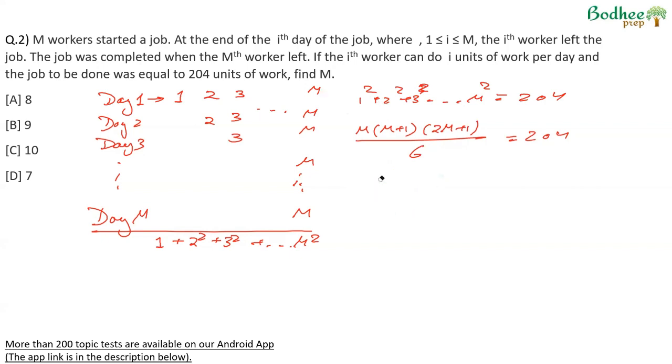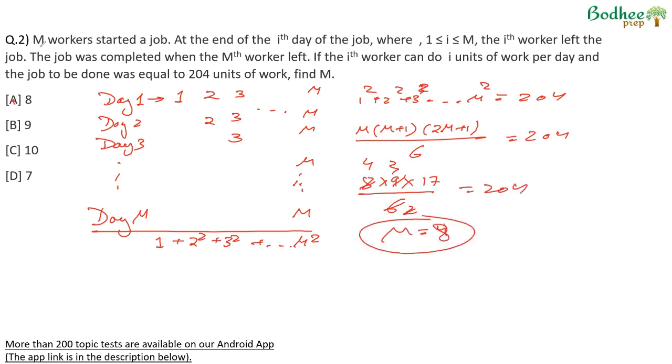If we check for 8, 8 into 8 plus 1, which is 9, into 17 upon 6. So 3 2s are 6, 2 4s are 8, 17 3s are 51, into 4 is 204. And therefore, the value of m is 8.